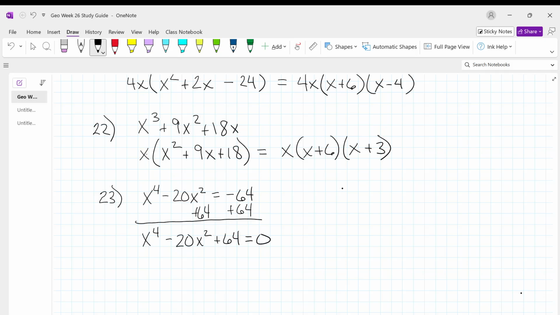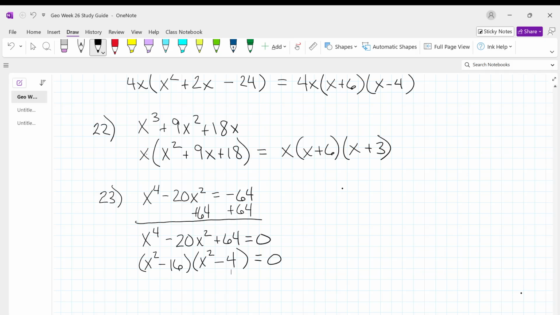And now we're going to factor this, okay? And it's a trinomial, and the first exponent is a 4, and the middle exponent is a 2. So when we break this apart, we're looking for factors of 64 that add to negative 20. But our x's are going to be x squareds in each of these factors. So 16 and 4 multiply to 64. So we go x squared minus 16 and x squared minus 4.